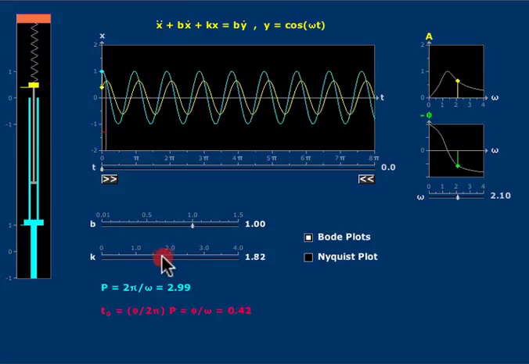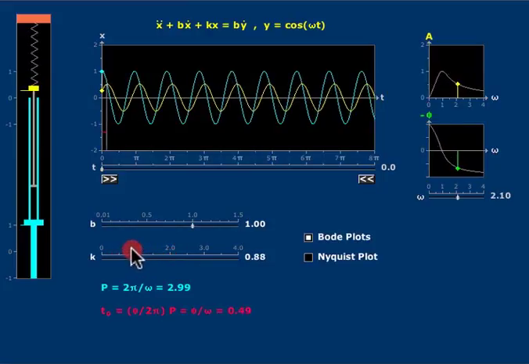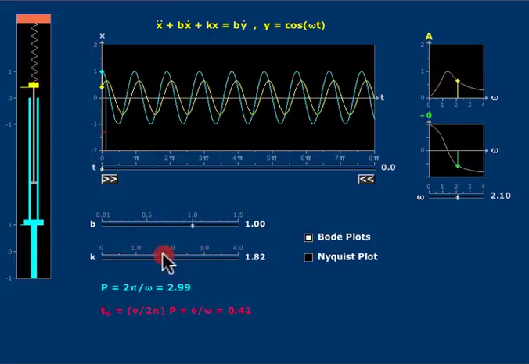And similarly, if I change the value of the spring constant K, again, that peak seems to move up and down along the blue curve. Very odd. We'll come back to that. Here are some further observations that you can see from experimenting with this applet.